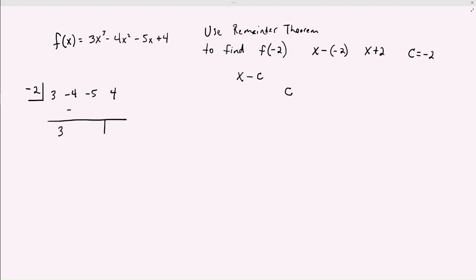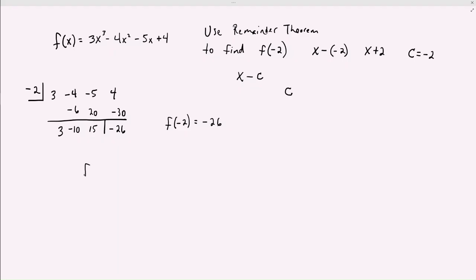And we're going to get negative 6, negative 10, that'll be positive 20, so 15 here, negative 30 here. So negative 26, this shows us that f of negative 2 is equal to negative 26.